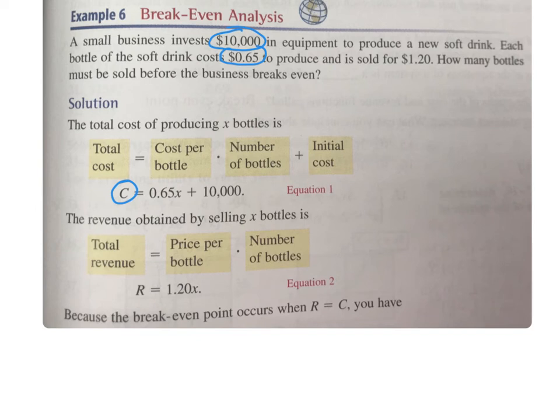Do you see why the X is with the 65? Because I could make 20 bottles. I could make 175 bottles. I could make 1,000,000 bottles. But my initial investment is my constant. It's my 10,000. So if we're talking about the break-even point, I have my cost.